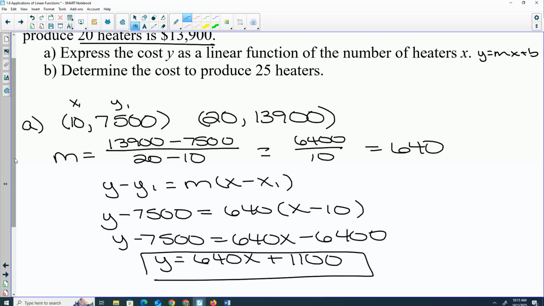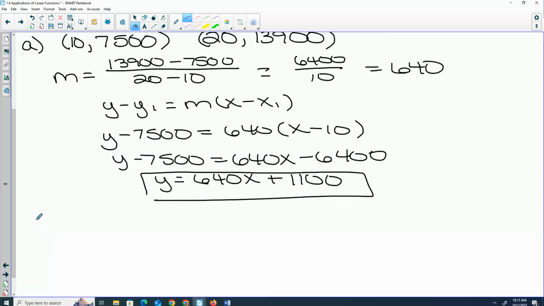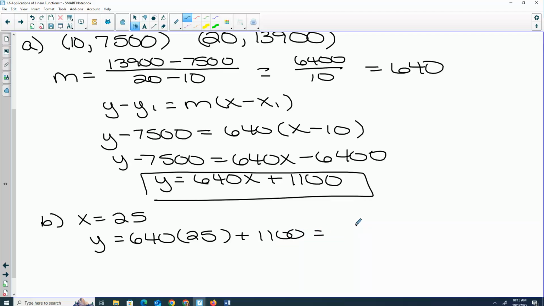All right. Part B. Determine the cost to produce 25 heaters. What would we do? The 25 heaters is my x. So we plug that into the equation. 17,100. Get discounts the more you buy.